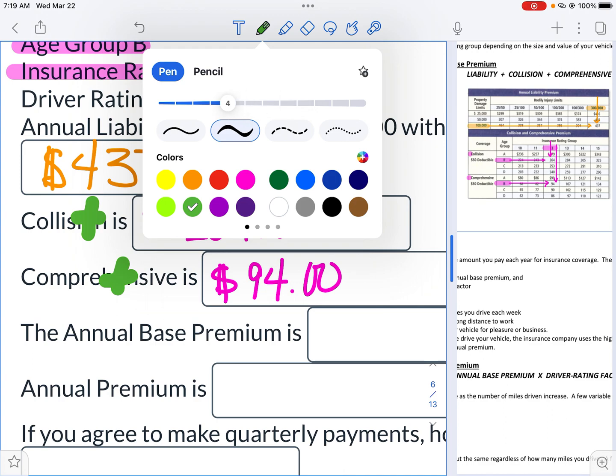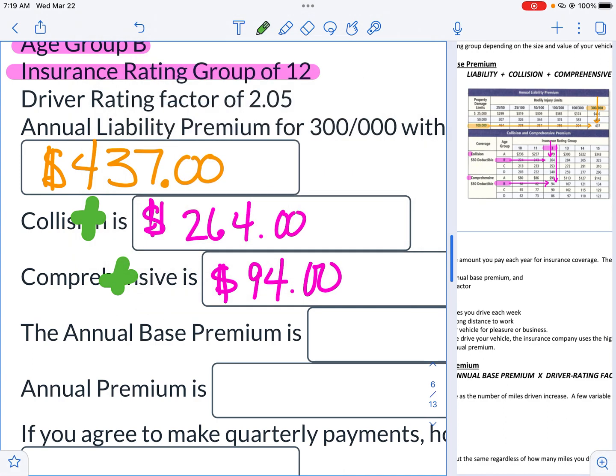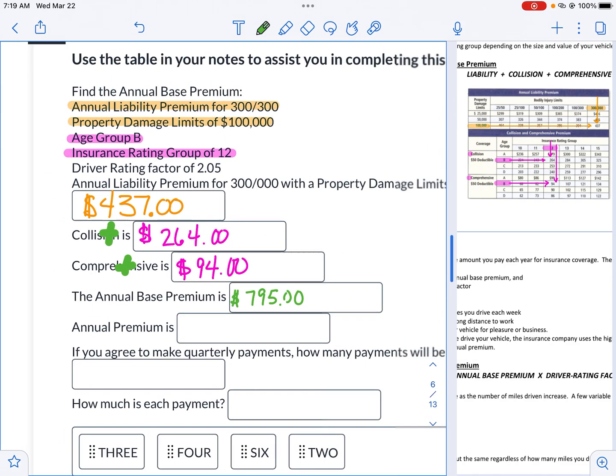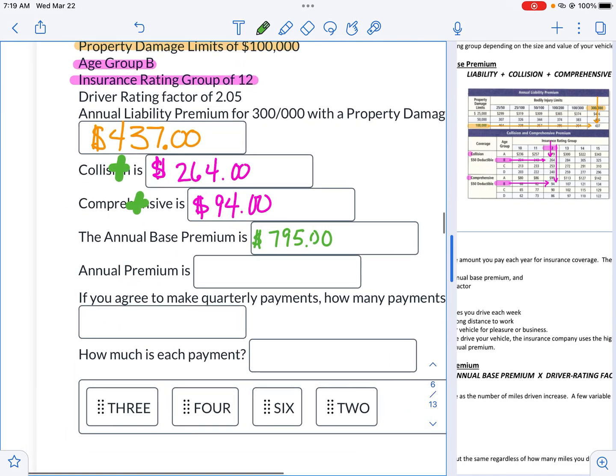So when we do that, we get 7, and 8 is 15, 4, 10, 9, 5, 6, 7. I think we get 795. I'm going to add it on the calculator just to make sure I didn't make any careless errors. So $437 plus $264 plus $94, enter. $795. Excellent. Okay, so that is $795.